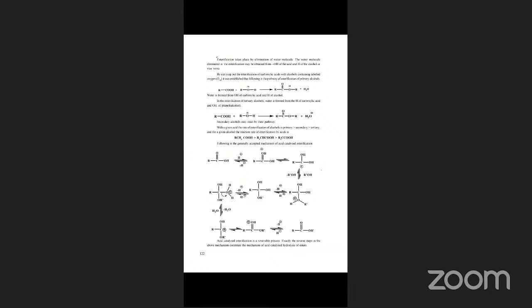HCl is a strong acid. You have to tell what acid means. Whatever releases H plus ions, that is called acid. Which releases OH minus ion in solution, that is base. Good. H plus ions is the acid, OH minus ion is the base. Clear?